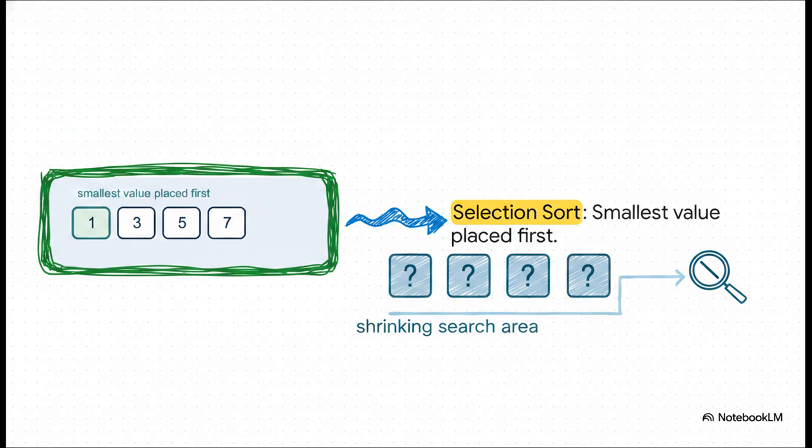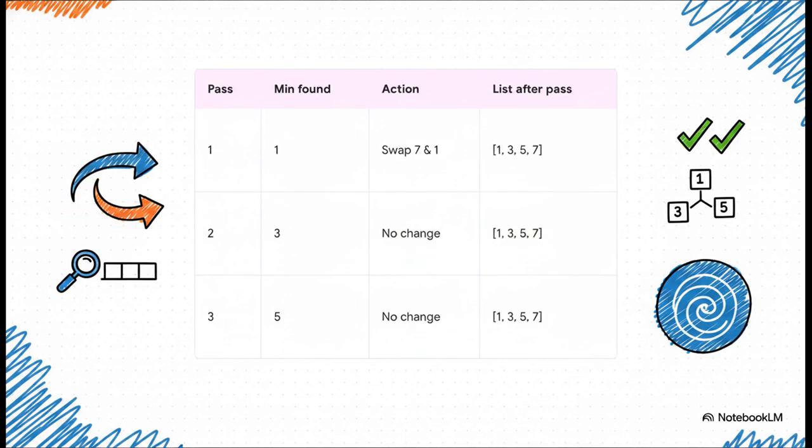The algorithm is steadily, consistently shrinking the area it needs to search. Tracing our original dataset again, 7, 3, 5, 1, we see selection sort gets the job done in a radically different way. In pass 1, it scans the whole list, finds the number 1, and makes one massive swap, yanking the 1 to the front and tossing the 7 to the back.